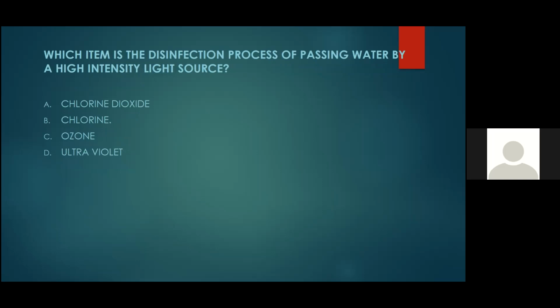Which item is the disinfection process of passing water by high intensity lights? Right on. D, absolutely. Don't get it confused with ozone. Ozone uses electricity, a corona discharge, and it's almost like lightning, whereas ultraviolet uses that 254 wavelengths. They work very differently, so don't get them mixed up.